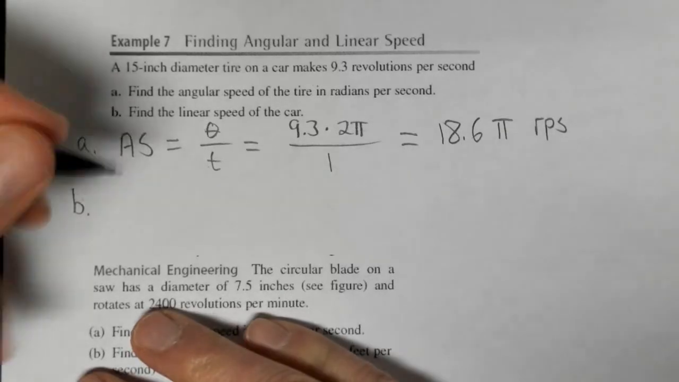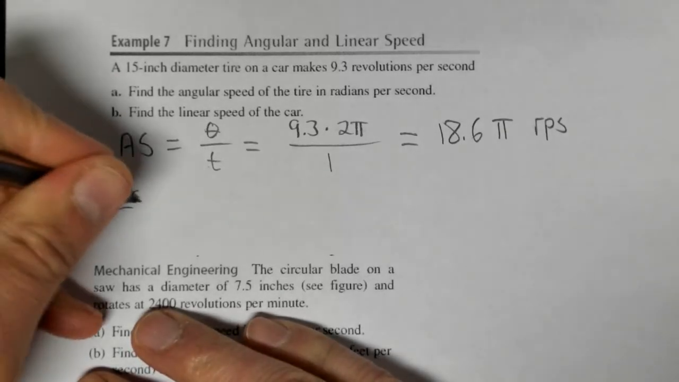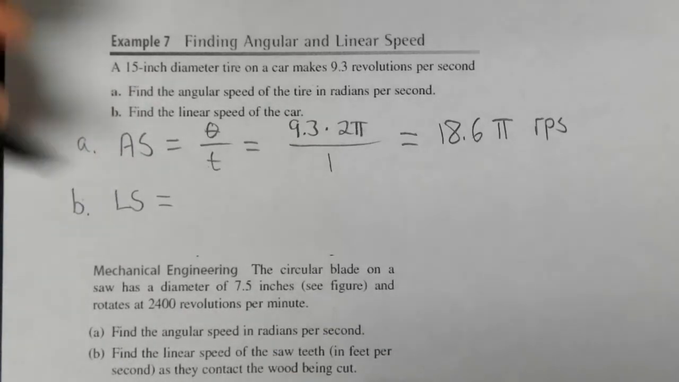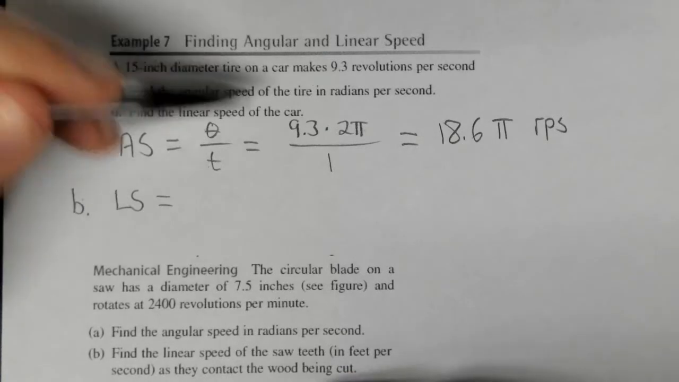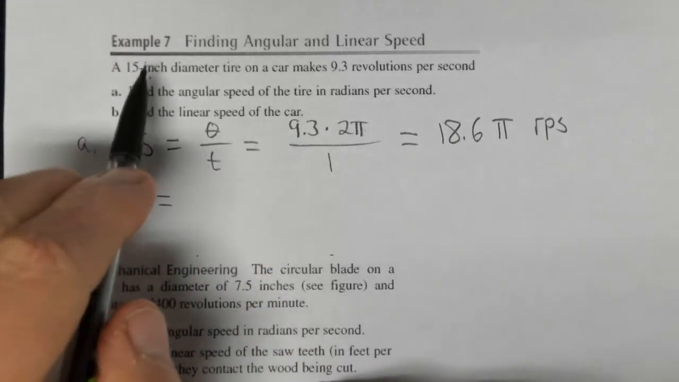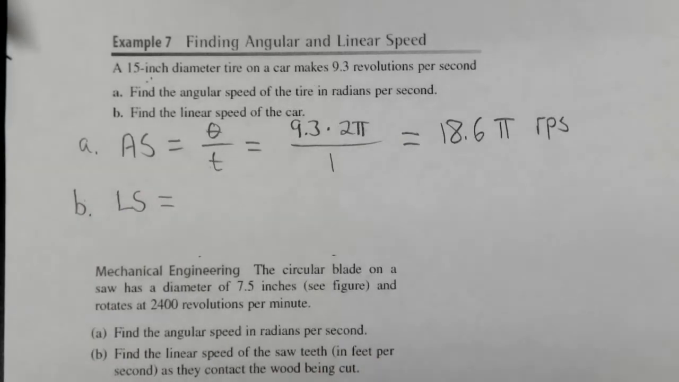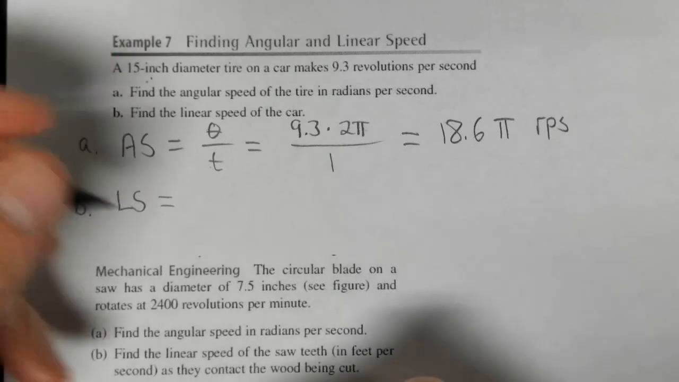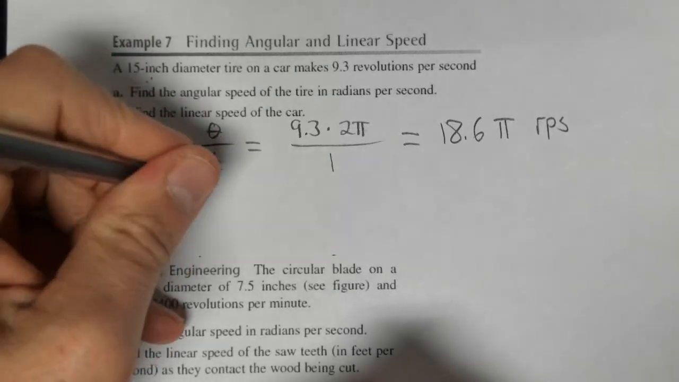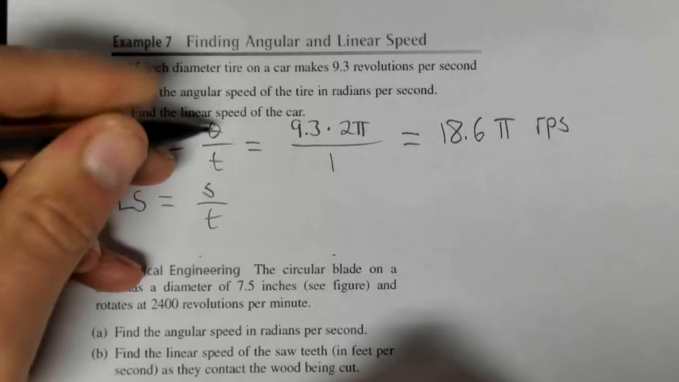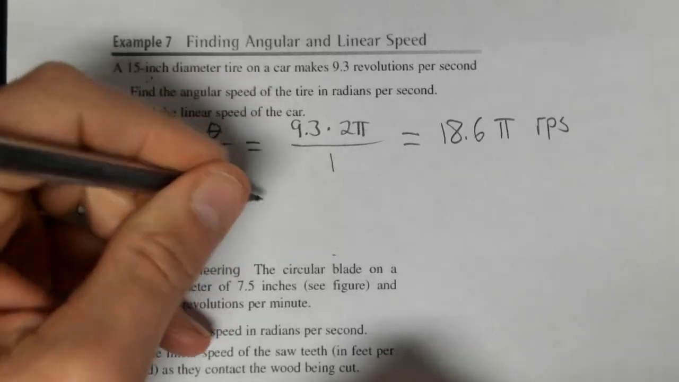And so now to find the other part of it, the linear speed. It's not how many radians is covered per second. Linear speed is going to ask us how many inches per second. So inches is the unit of measure here on this one. All right, so remember, linear speed is the arc length divided by the time, not the angle divided by the time. It's the arc length now.